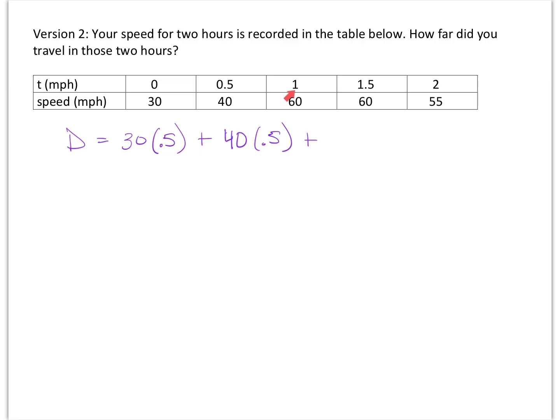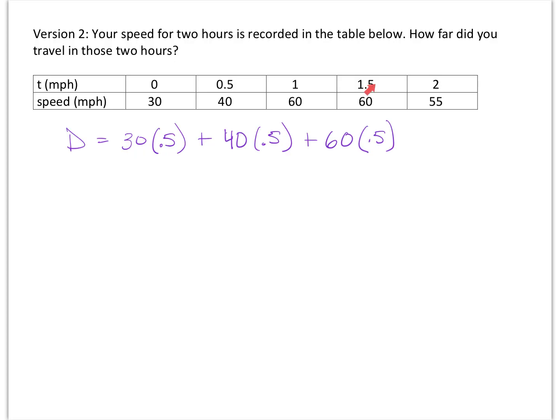Then from time t equals 1 to t equals 1.5, we're going to assume we traveled 60 miles per hour for that whole half an hour. Even though I could have done lots of other speeds in between, we don't know. So we can only use the data that we have. So 60 miles per hour for another half an hour.